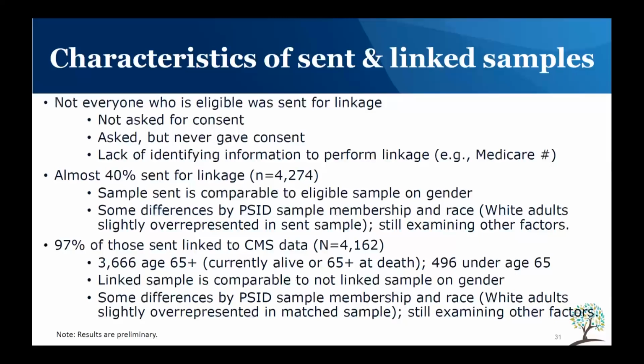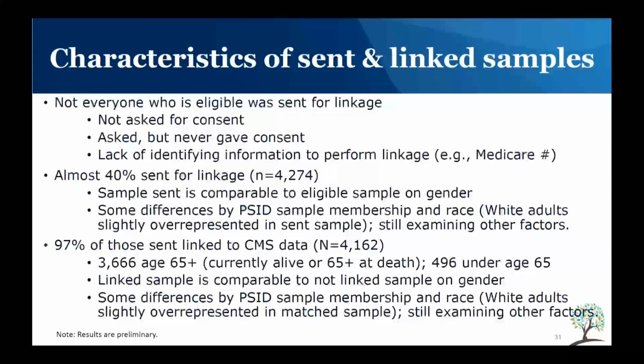So overall, about 40% of that eligible sample that I mentioned was sent on for linkage, and this is in 2021. And we're doing some analyses now to see how different they are from the 60% who are eligible but not sent for linkage. So these are some preliminary results, and we'll have more final analyses posted on our webpage in a technical report pretty soon. But so far, what we're seeing is that the sample that's sent is pretty comparable to the eligible sample on gender, but we are seeing some differences based on the PSID sample membership.